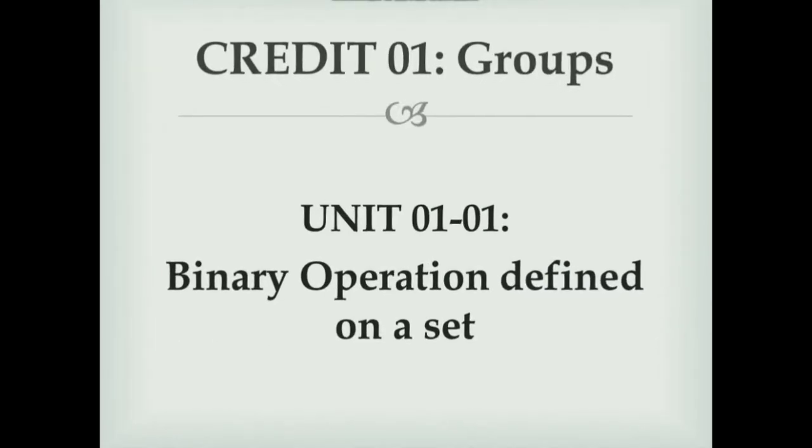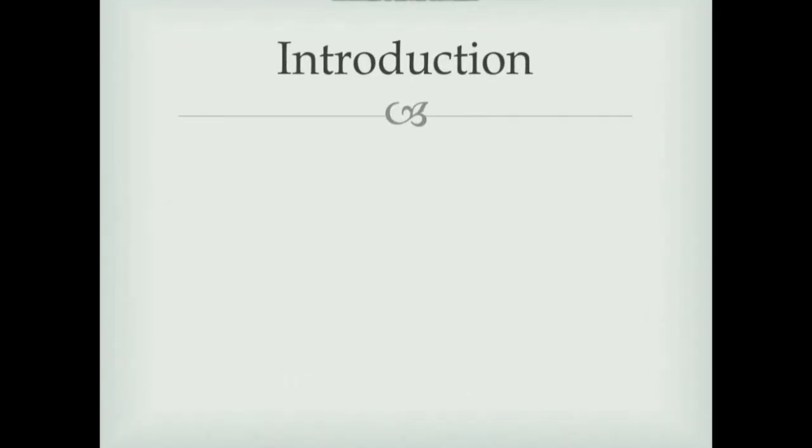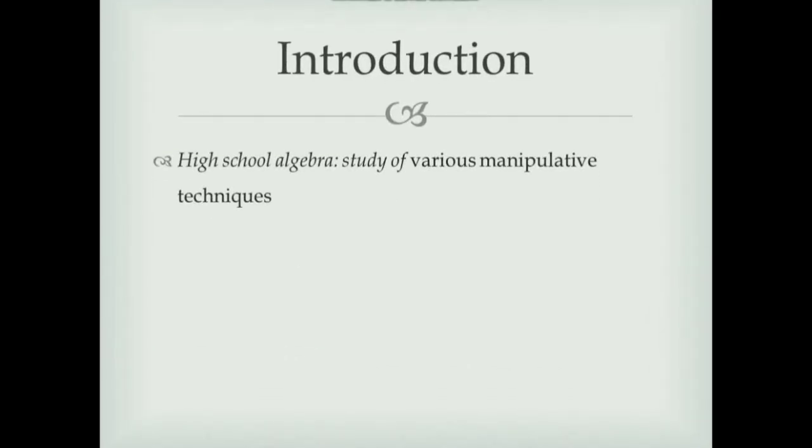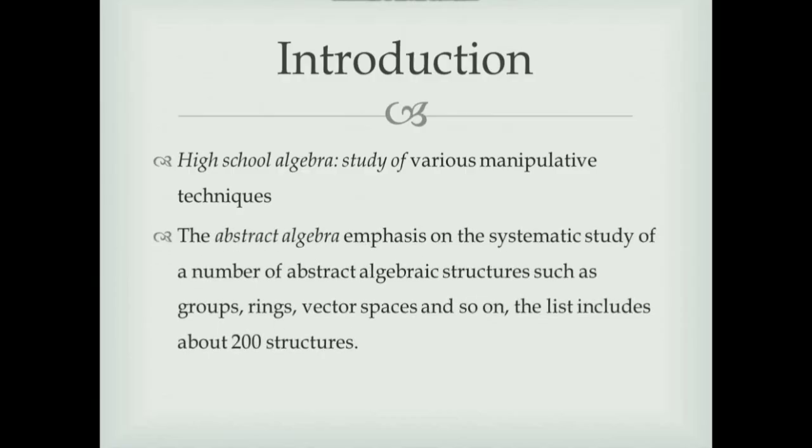So we will start with credit 01, which is of groups, unit 01.01, binary operation defined on a set. In high school algebra, various manipulative techniques are studied. Now we are going to discuss abstract algebra. Abstract algebra emphasizes the systematic study of a number of abstract algebraic structures such as groups, rings, vector spaces, and this list includes about 200 structures.